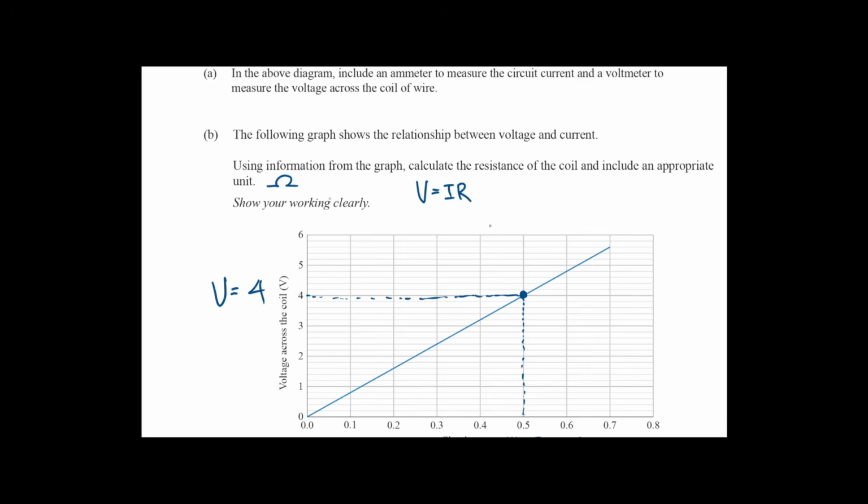So now we have V and I, we can find R. So let's do the algebra first. Let's divide both sides by I. They're going to cancel. So the resistance is going to be equal to the voltage divided by the current. And the voltage is 4. The current is 0.5. So the resistance is going to be 8 ohms. And that's our answer.